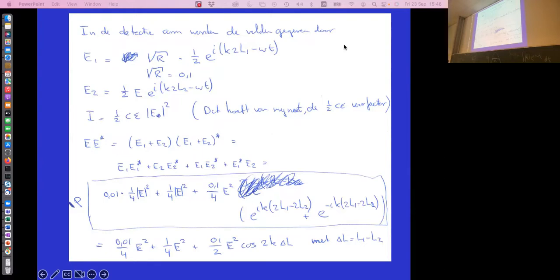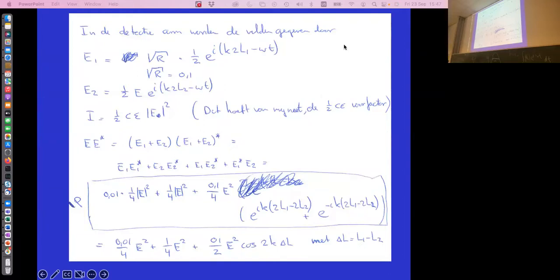And what is the phase, or the path length, that the light has propagated? That's 2 times L1. Then for E2, we lose the square root of R, since the reflectivity is 1, so we get a half E0 e^(i 2K L2). Due to my poor handwriting, some people thought this was a Z, but this is a 2 here, 2L2 minus omega t. Intensity, to go back to your first or second year optics lectures, is a half c epsilon E0 squared. Let's forget about these prefactors, that's not important.